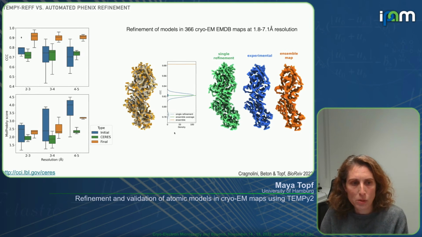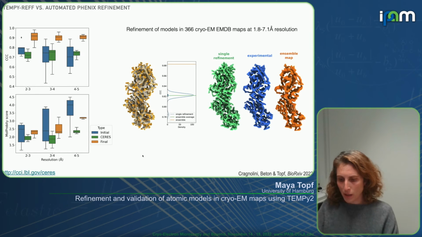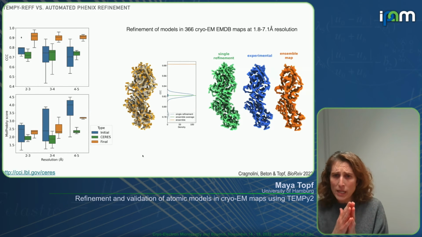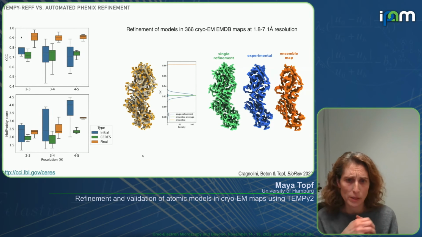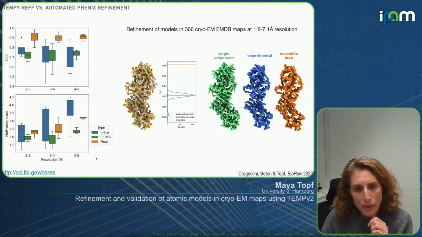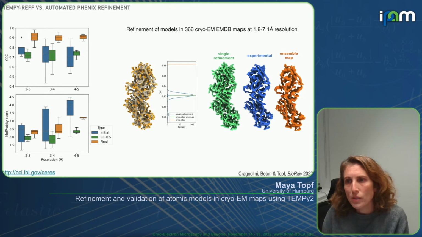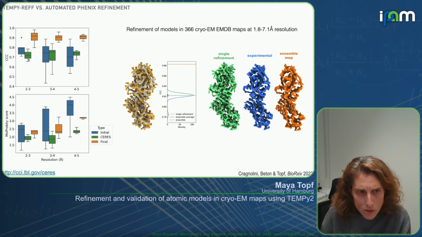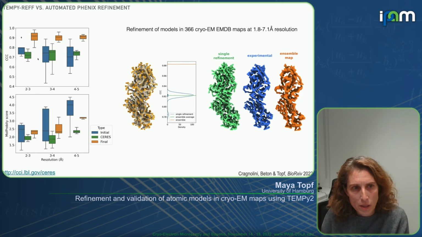And what we decided to do is to use an ensemble representation of our refinement result instead of using a single structure. And what I'm showing here is that when you do that, your ensemble map is much more similar to your experimental map than when looking at a single refinement. And this is why we're getting a much higher correlation compared to what you get from Phoenix, which is what you see here in green.